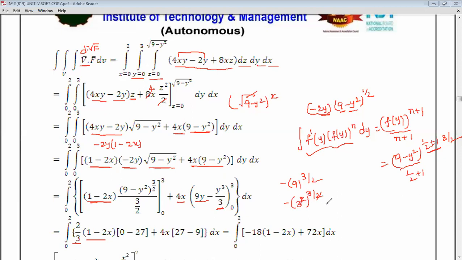Here the 2s both will cancel, and then simply what we can write is minus 3 cube, which is nothing but minus 27. That's why here we wrote minus 27. Okay, got it? So first, if we substitute the upper limit, here 3 square is 9, so 9 minus 9 is 0. And if you substitute the lower limit, the sign will change.